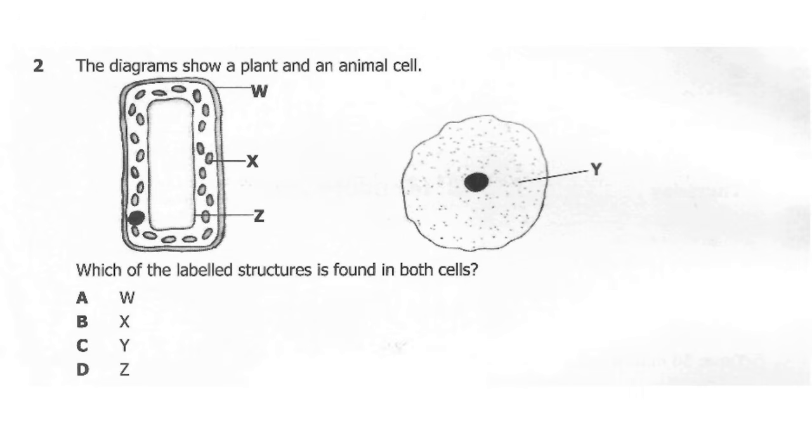Question 2. The diagrams show a plant and an animal cell. Which of the labeled structures is found in both the cells? A. W. B. X. C. Y. D. Z. Leave your answer in the comment section.